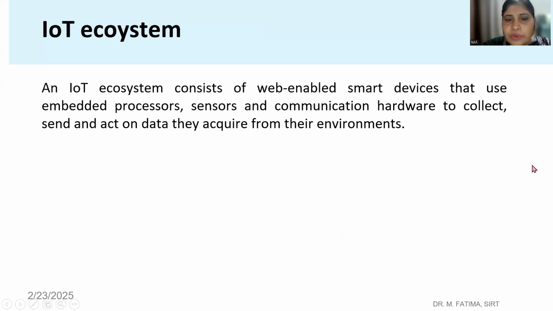Now, an IoT ecosystem consists of web-enabled smart devices that use embedded processors, sensors, and hardware to collect, send, and act on the data they acquire from their environments. IoT devices share the sensor data they collect by connecting to an IoT gateway or other edge devices, where data is either sent to the cloud to be analyzed or analyzed locally.